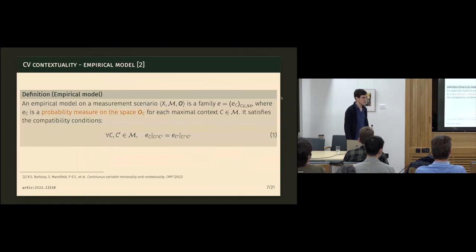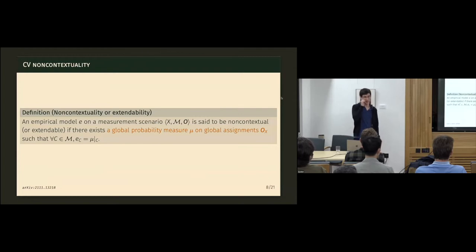Okay, so now to go into more details for continuous variables, we just basically extend the object we have, as you would. So an empirical model now, because X might be an infinite set of measurement labels, and O is just a compact set, a measurable space, as you would expect, E is not a probability distribution, but it becomes a probability measure on the space of joint outcomes, O_C. And you have such an object, a probability measure, for each context. And if you want, you can also make sure that your empirical model satisfies no disturbance, so that it belongs to this big polytope.